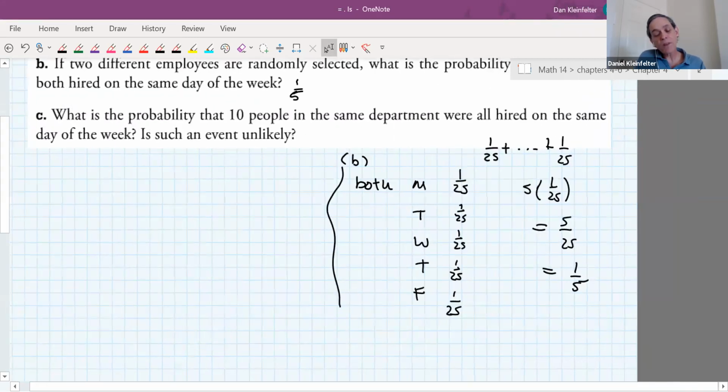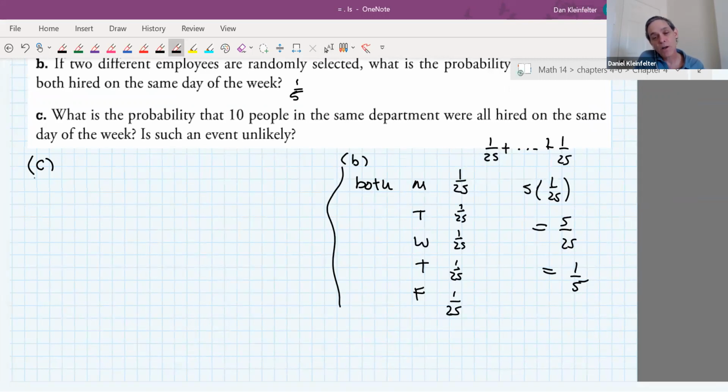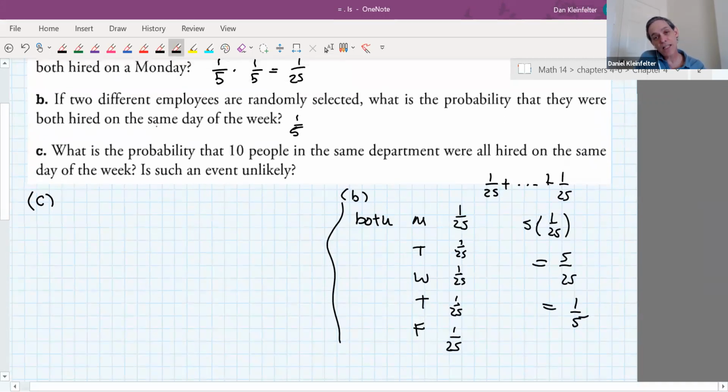Okay. Finally, for part C, it says, what is the probability that 10 people in the same department were all hired on the same day of the week? And then we want to know if that is unlikely. So here, this is just kind of an extension of the second part.